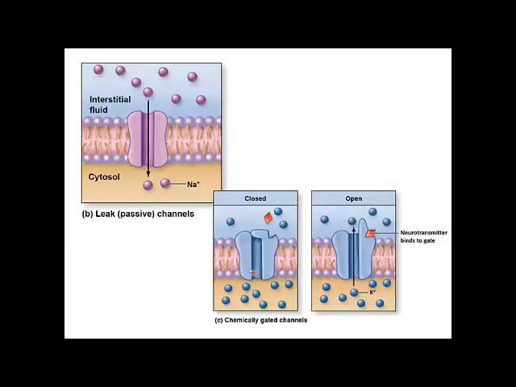Let's talk about the next type of membrane protein. These guys are going to be channels. Once again, they're just what they say they are. They're going to provide a way for ions to get across a membrane. We're going to see three different types. The first type is called a leak channel. And once again, it's just what it says it is. This guy is always going to be a little bit open.